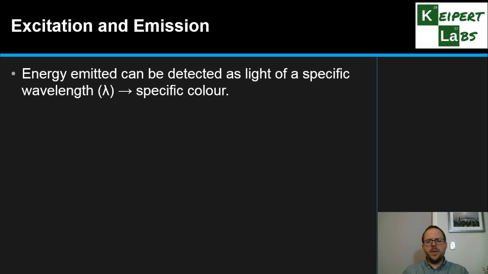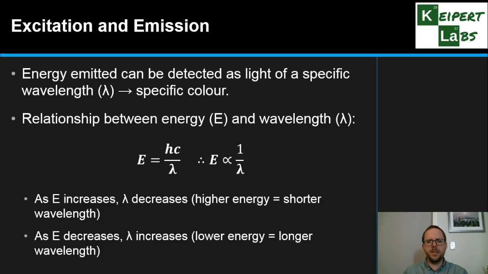Okay, so the idea is that this energy that's emitted, when it's given off, it's detected as light that's a very specific wavelength. And when we're talking about visible light, it's light of a very specific color. Now, it could be giving off wavelengths that we can't see in the UV or the infrared, but typically we're talking about giving off colored light that we can measure using a range of different instruments.